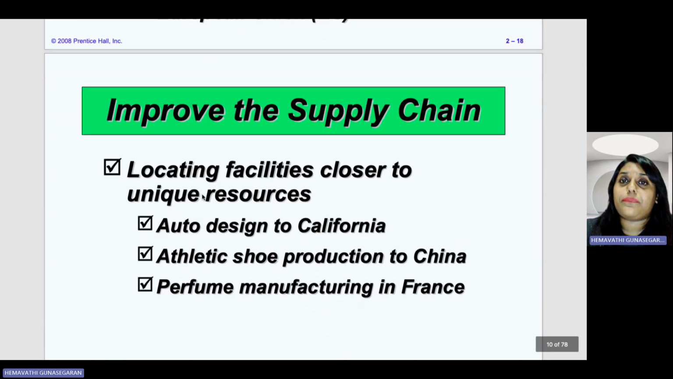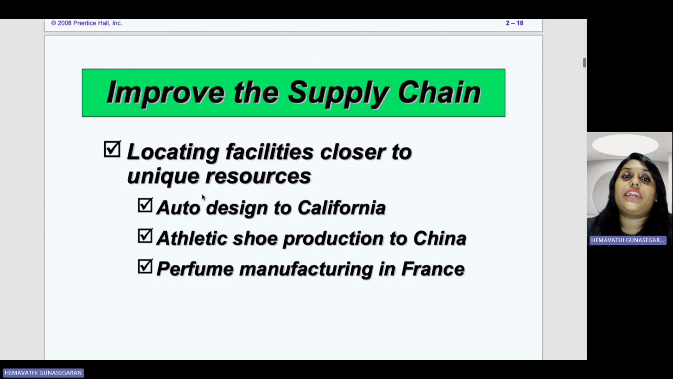And then how are we going to improve the supply chain? We locate facilities closer to unique resources. For example, auto design in California, athletic shoe production in China, perfume manufacturing in France, right? We are going to locate the production, the supply chain, based on the capabilities that these companies or these countries have. If California is specialized in auto design, then we are going to find a company to associate with in California.